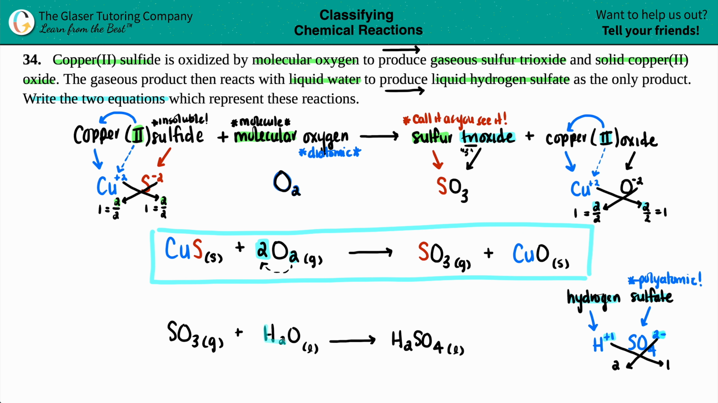Well, let's see. I have 2 hydrogens. I got 2 hydrogens. I got 1 sulfur and 1 sulfur. And then let's see. I have 3 oxygens plus 1 oxygen. That's a total of 4. And oh, thank goodness, 4 oxygens there. So that's all balanced. And that's the second equation. So here you go.